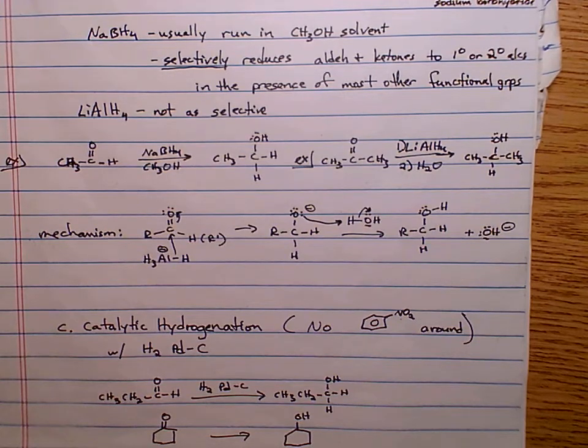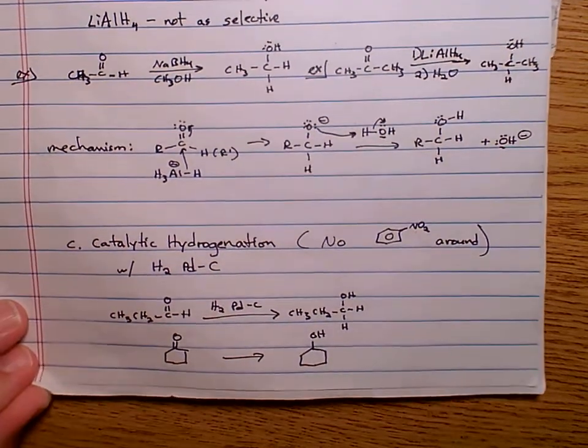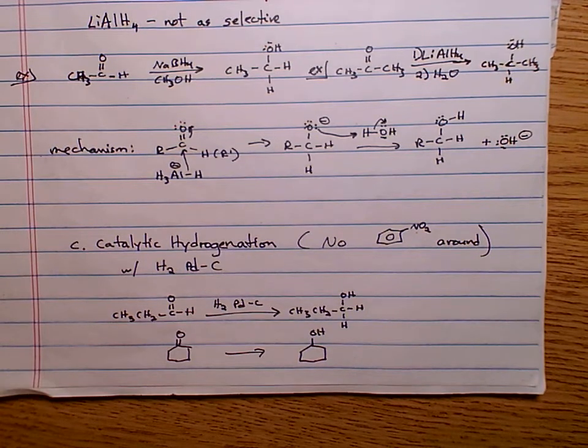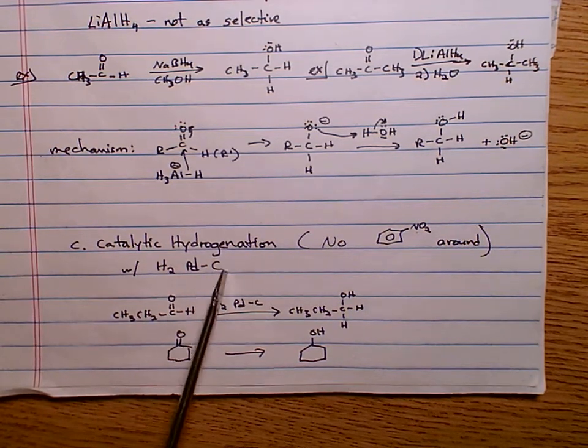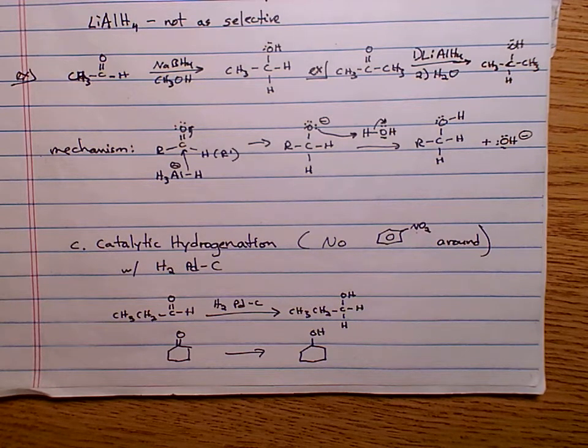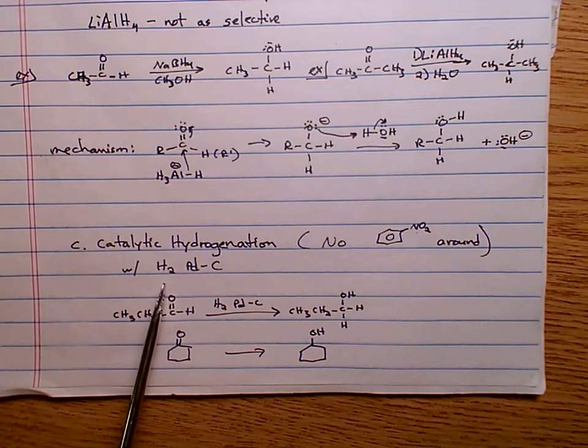All right. Another way of adding hydrogen across a double bond is catalytic hydrogenation. Just H2, palladium on carbon. And we found H2 with iron and HCl, or H2 and zinc, will also work. But the standard is catalytic hydrogenation with H2 and palladium on carbon.